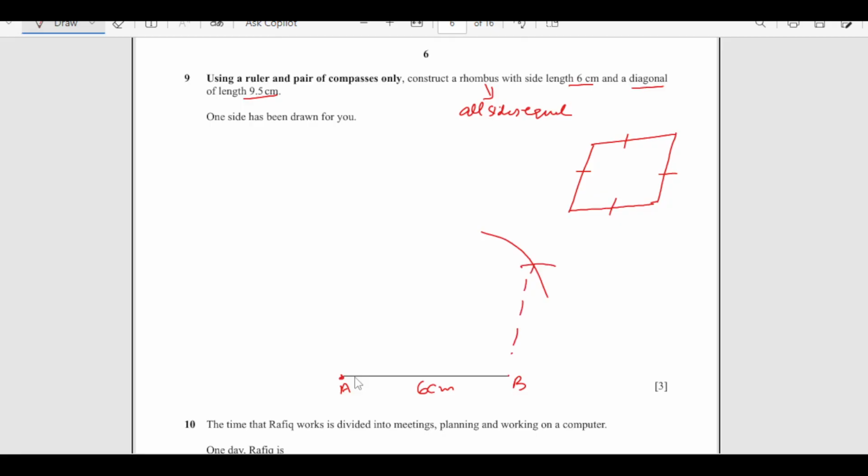Then you join it like this. This is going to be 6 centimeters. Then you put your compass on this intersecting point, which is C, and open it to 6 centimeters. So you are going to have a 6 centimeter line here, and also from here 6 centimeters. So you are going to get something like this, right? Then you join this. So this is your rhombus ABCD, right? Sorry, I can't make it with exact measurements, but I told you this was the diagonal that we have drawn before, which is 9.5 centimeters. Then remember to label that all these sides are 6 centimeters, right?